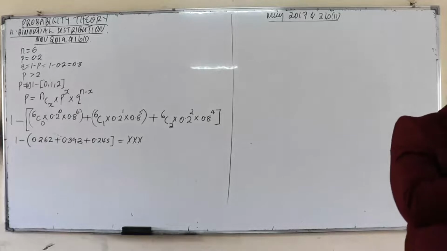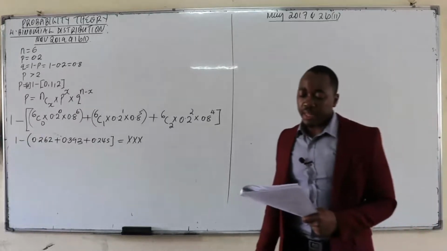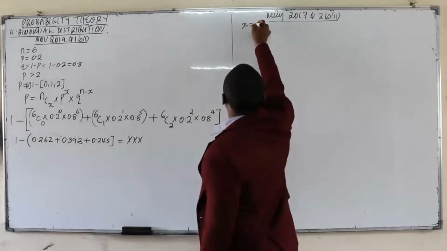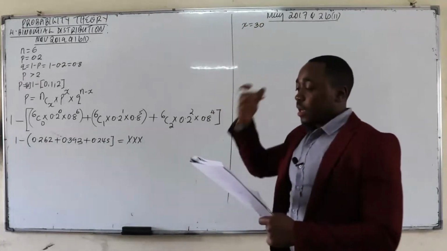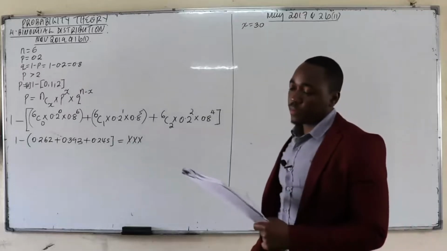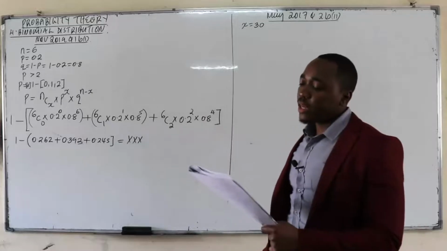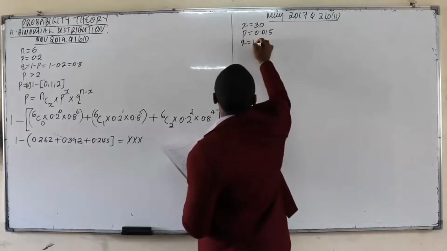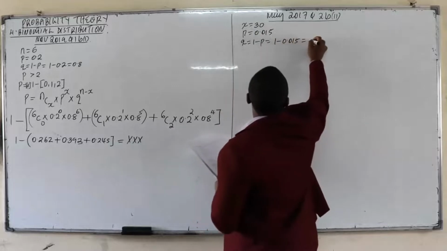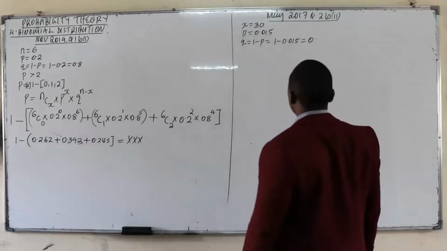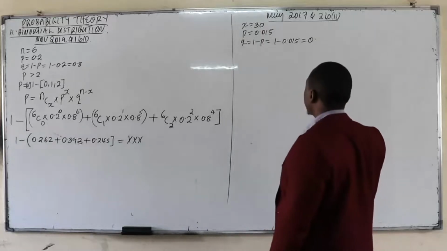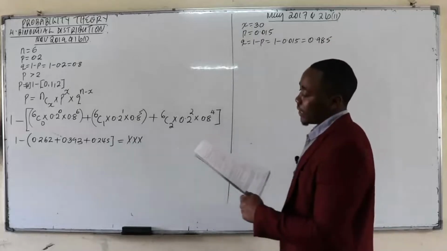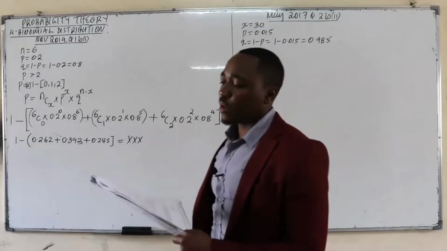Now, you're told that Wanda Limited is a company that operates in the printing industry. The company has a total of 30 machines, so n is equal to 30, that operate a 24-hour cycle. The probability of machine breakdown in any given day, that's the probability p, is 0.015. So to get q, q is 1 minus p, so it would be 1 minus 0.015. You get 0.985. Required.